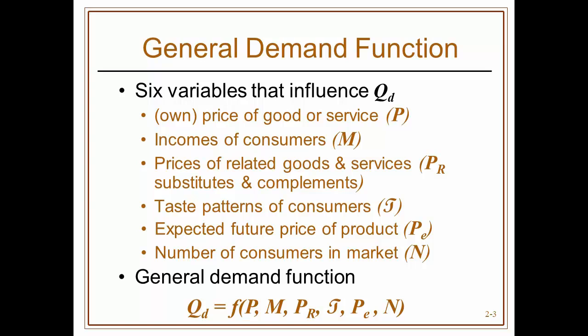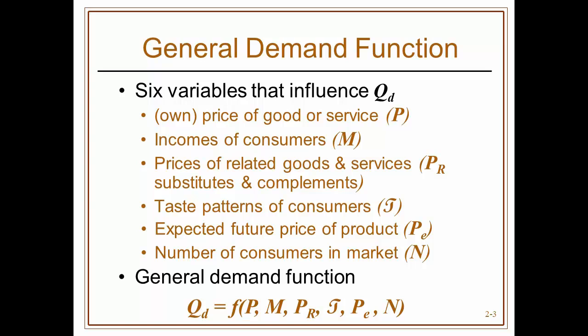The amount of income that I have, and the prices of related goods, which fall into the categories of substitutes and complements. Two products are substitutes if they perform similar functions. So Coke and Pepsi, different brands of tortilla chips, or something like that. If the price of Coke changes, that's going to affect the demand for Pepsi. We'll discuss a little later the direction of that effect.